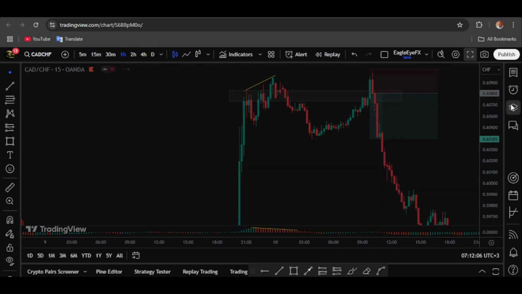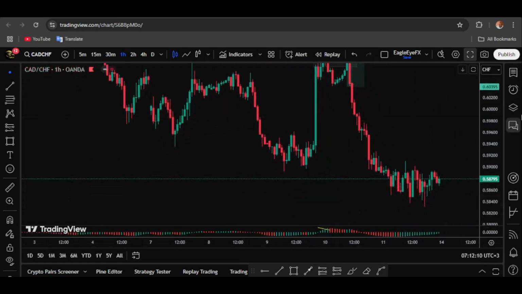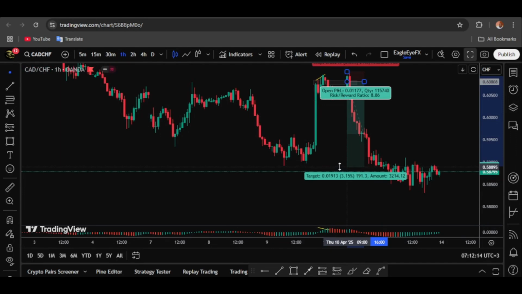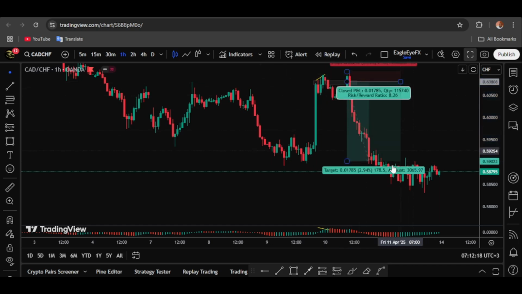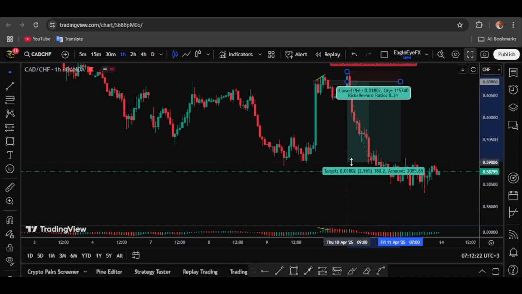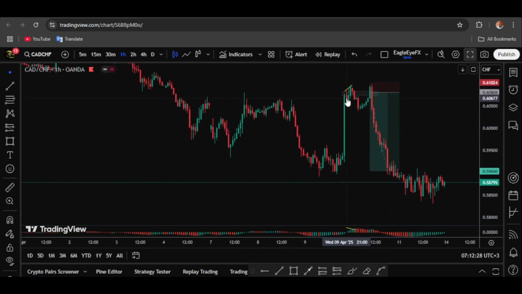Then of course, let's go back to the 1-hour time frame, and you can see that this would have been your target, about this low over here, and you can see the market did play out. Of course, it went on to play around 11%, but our take profit was actually hit over there.